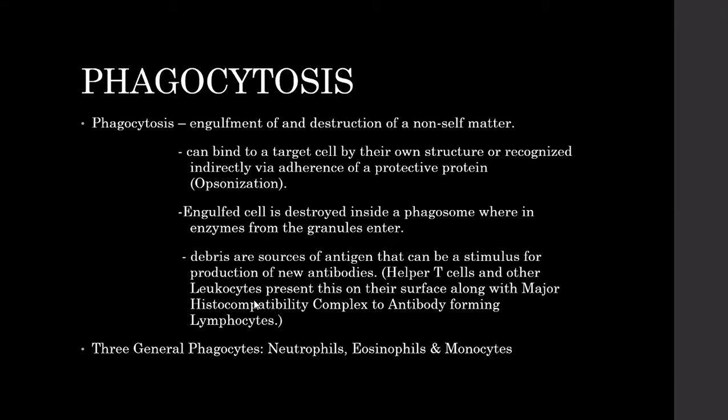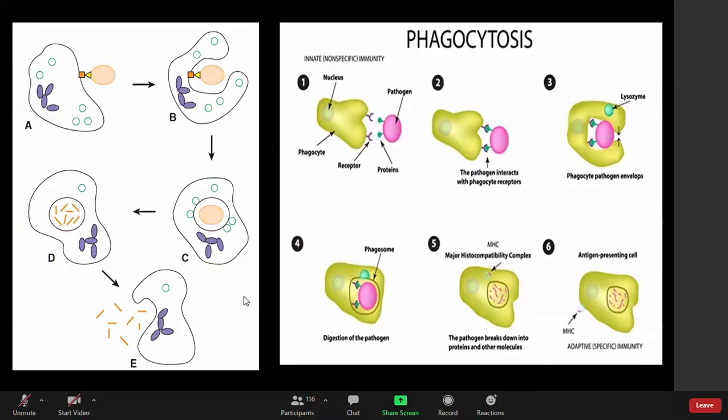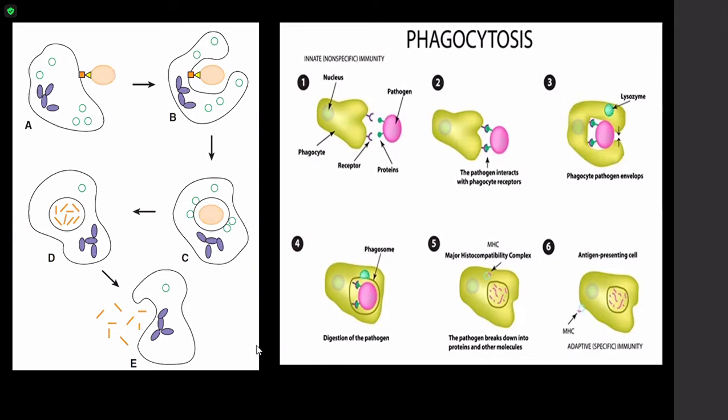So there are 3 general phagocytes. Please take note: neutrophils, eosinophils, and monocytes. Those are your phagocytic WBCs. So this is the general steps of your phagocytosis.